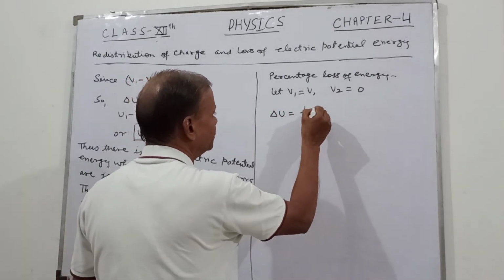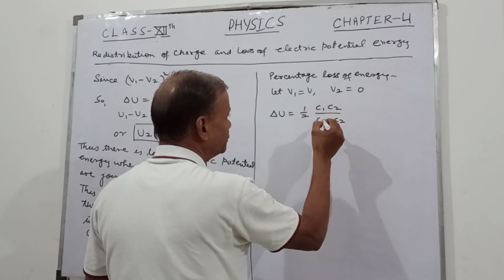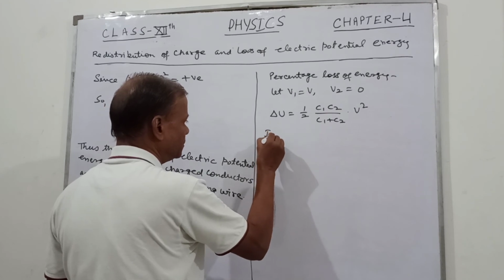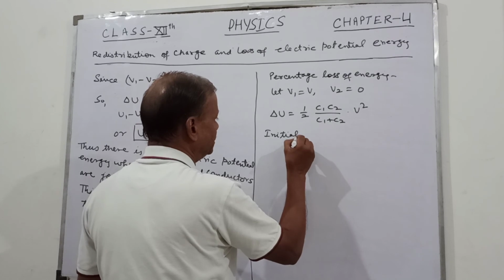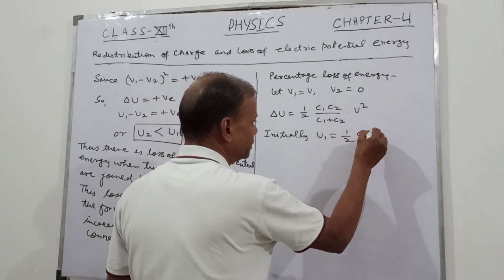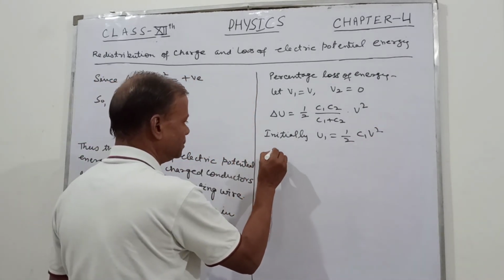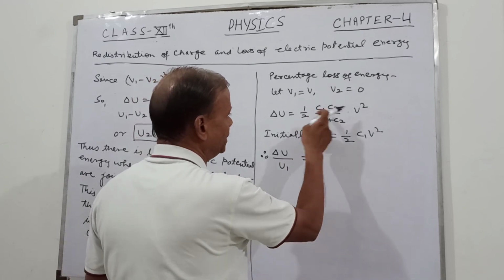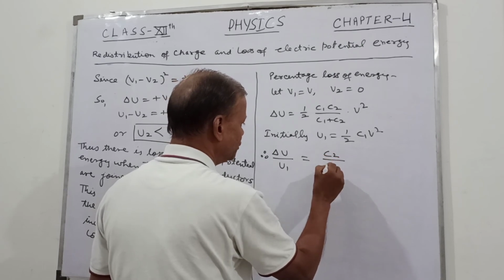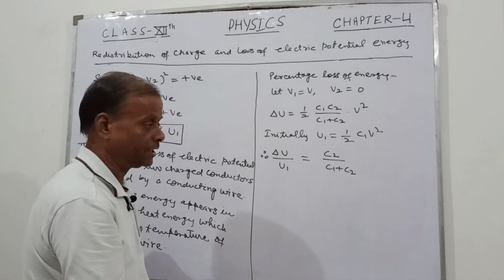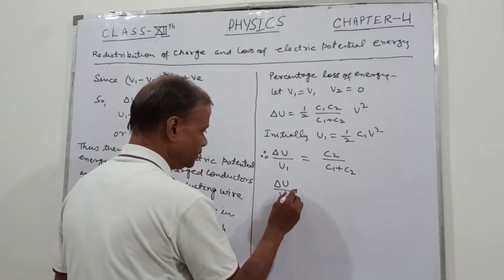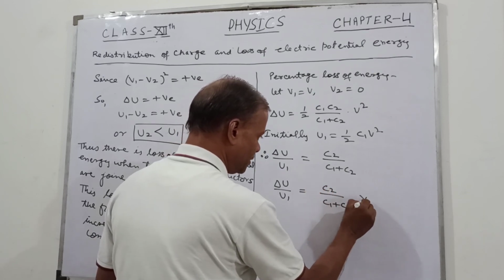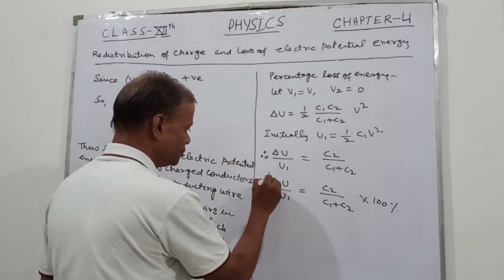now your half C1 C2 upon C1 plus C2 into V square. Now initially U1 equal to half C1 V square. So how much is the percentage loss? Therefore delta U upon U1 is equal to, from here half C1 V square will cancel, so this comes to C2 upon C1 plus C2. You have to find the percentage loss: delta U upon U1 is equal to C2 upon C1 plus C2, multiplied by 100. So this will be the percentage loss of energy.